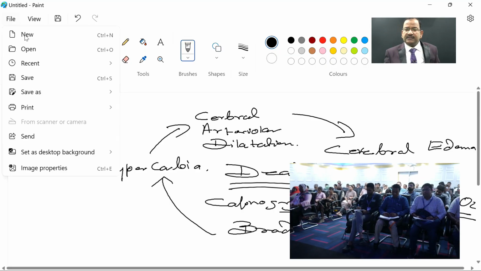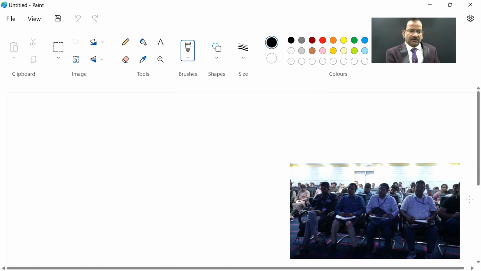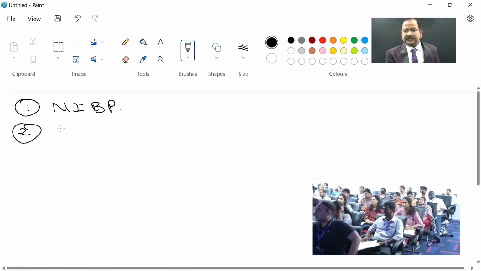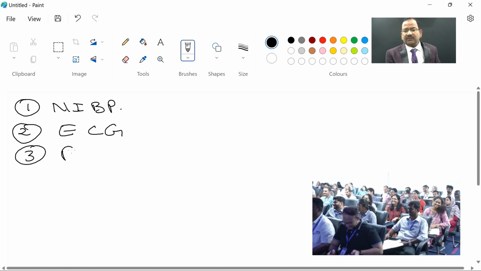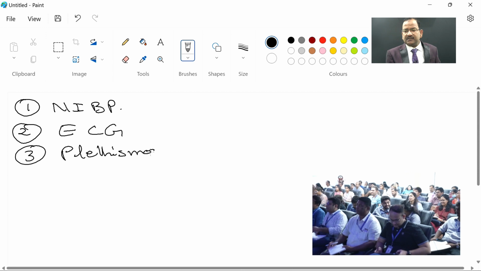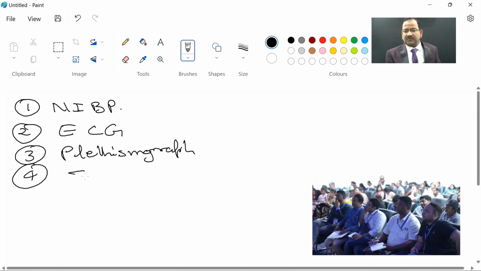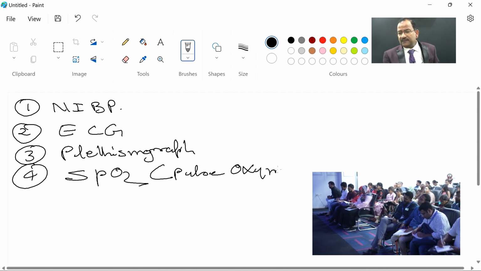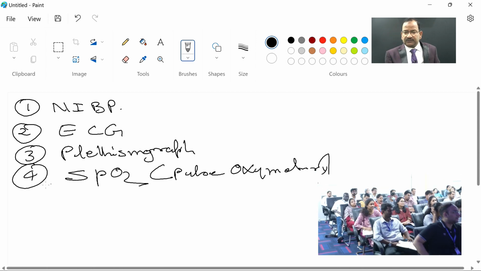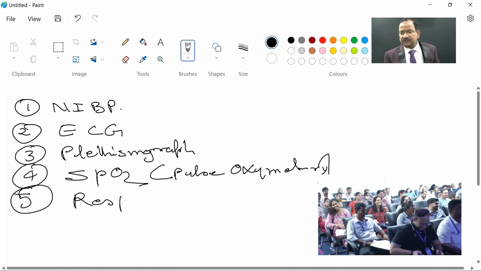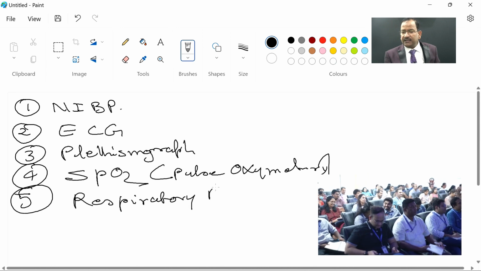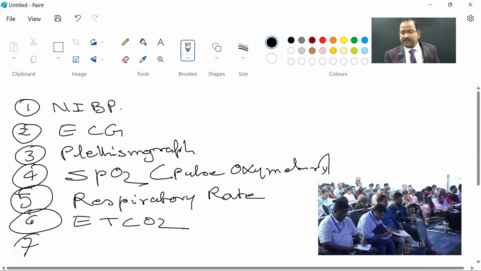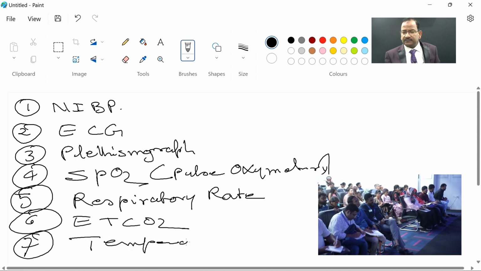So, if you do open surgery, you need a 5 parameter monitor. In open surgery, the first parameter is NIBP, that is non-invasive blood pressure monitoring. Second, you need ECG. Third, you need plethysmograph. Plethysmograph means graph of the pulse. Fourth is SpO2, which means pulse oximetry. And fifth, you need the respiratory rate. And if you are a laparoscopic surgeon, then you need sixth, EtCO2, that is end tidal CO2 concentration, and seventh, temperature to see hypothermia. These are the 7 parameters.